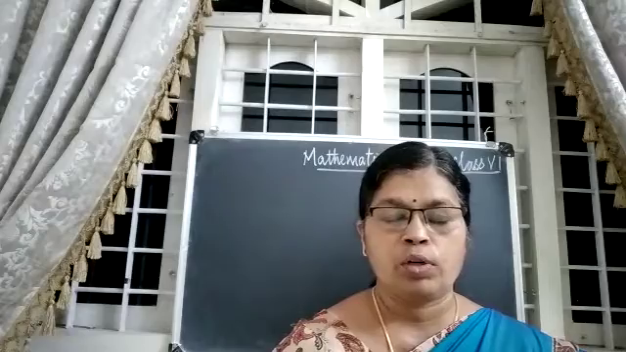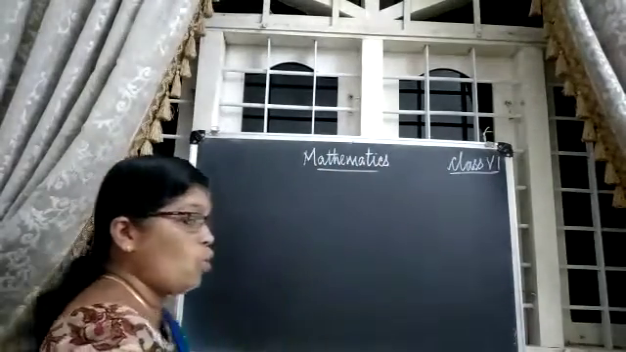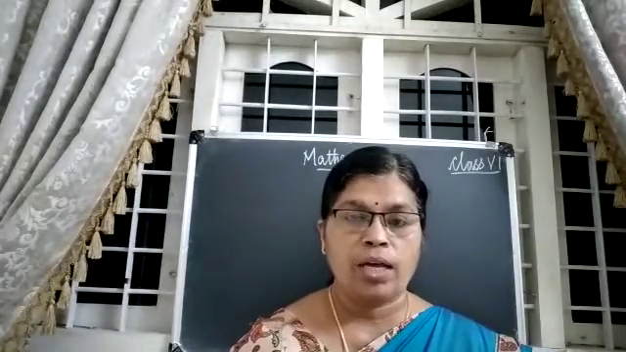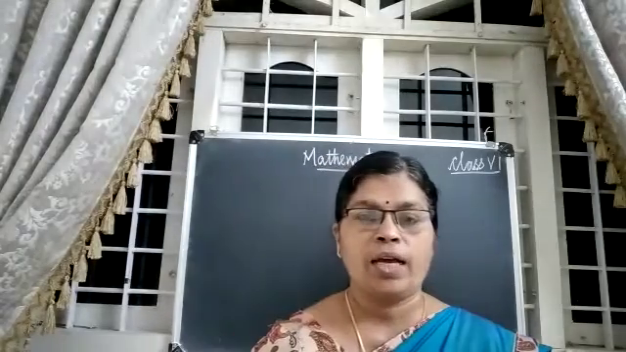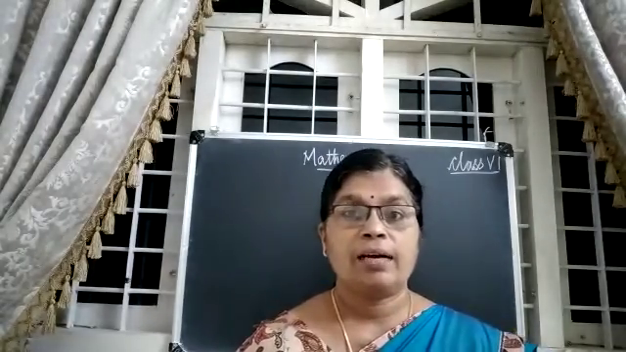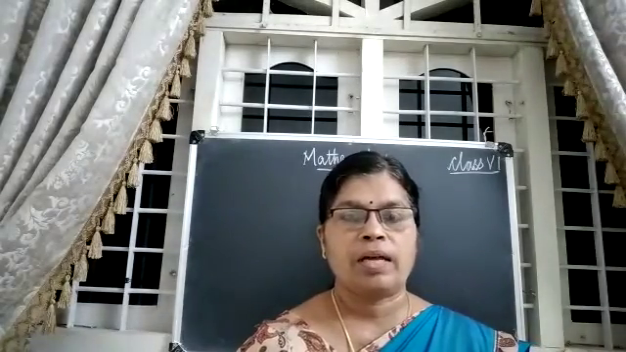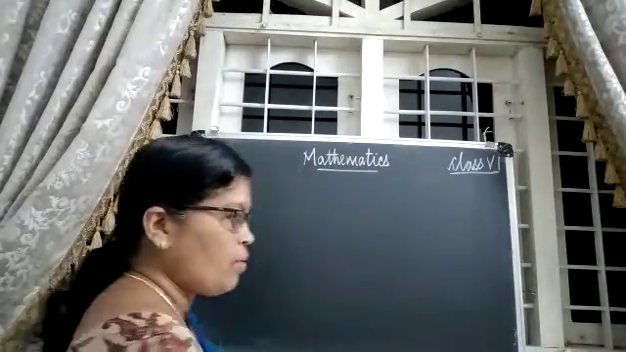So what was commutative property? Commutative property was: two whole numbers can be added in any order, and the sum remains the same. Similarly, two whole numbers can be multiplied in any order, and the product remains the same. It was the commutative property that we studied in our second chapter. Let us see that property once again.